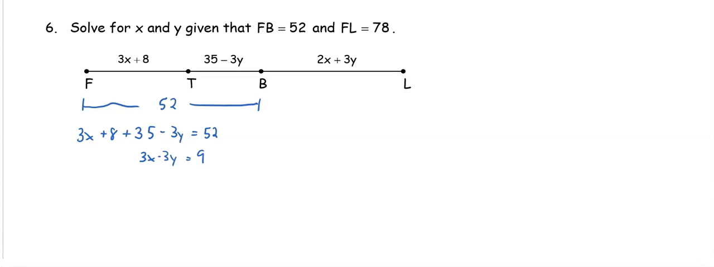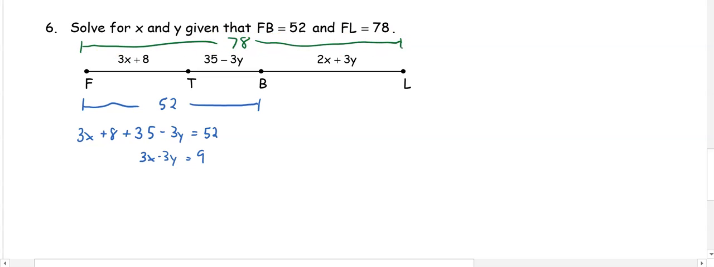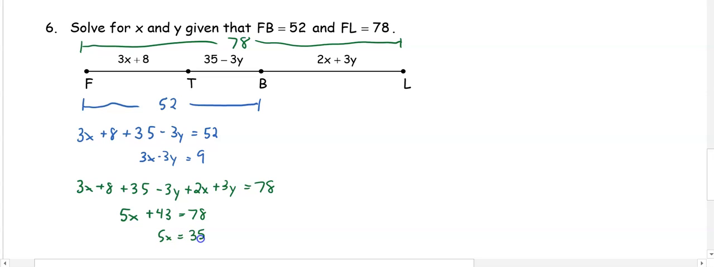We also know that FL is 78. So we need all three pieces to equal 78. So we have 3x plus 8 plus 35 minus 3y plus 2x plus 3y is equal to 78. When we combine our like terms, we have 5x. The y's cancel out, so those are not left. Plus 43 is equal to 78. So we can subtract 43 from both sides. 5x is equal to 35. So I can keep solving that to get that x is 7.